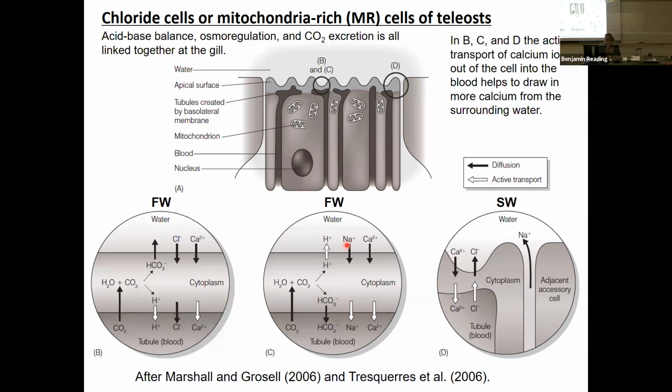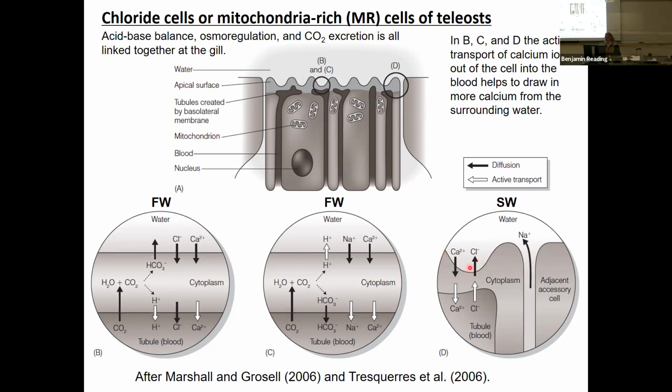Pretty cool. Now, when we look at marine fishes, here's a saltwater fish, it's a lot simpler. I mean, all they do is, again, I said these ion pumps, if a freshwater fish is pumping sodium chloride in, what do you think a saltwater fish is doing? Pumping it the opposite direction. And so this is a freshwater chloride cell. Here's a saltwater chloride cell.